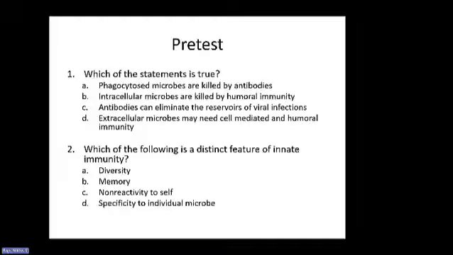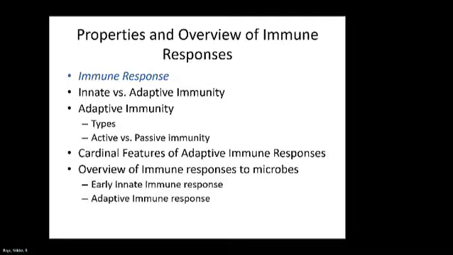Which of the statements is true? Phagocytosed microbes are killed by antibodies. Intracellular microbes are killed by humoral immunity. Antibodies can eliminate the reservoirs of viral infections. Extracellular microbes may need cell-mediated and humoral immunity. Question 2: which of the following is a distinct feature of innate immunity? Diversity, memory, non-reactivity to self, or specificity to individual microbe.